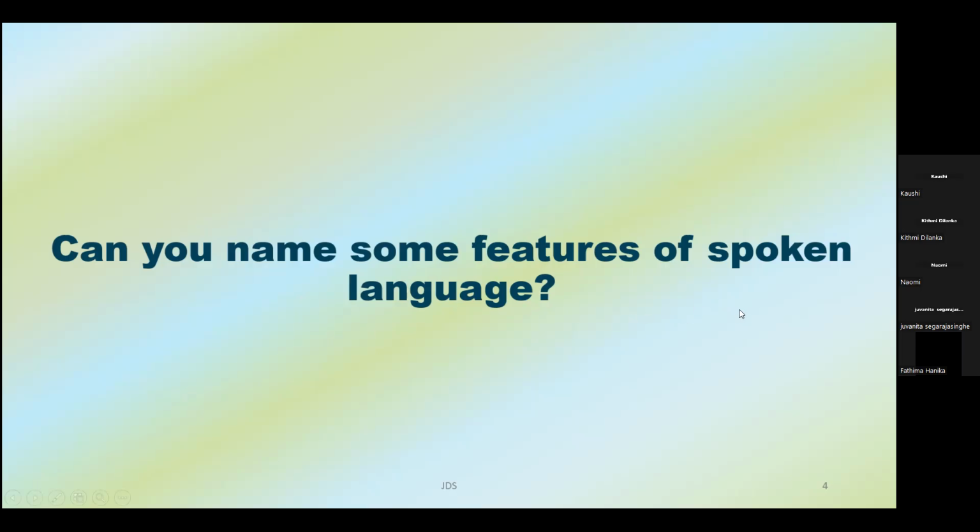In written language, accent or pronunciation is not involved. Comprehension? Even in writing, you need to comprehend, right? So it's common. It can be found in both forms.